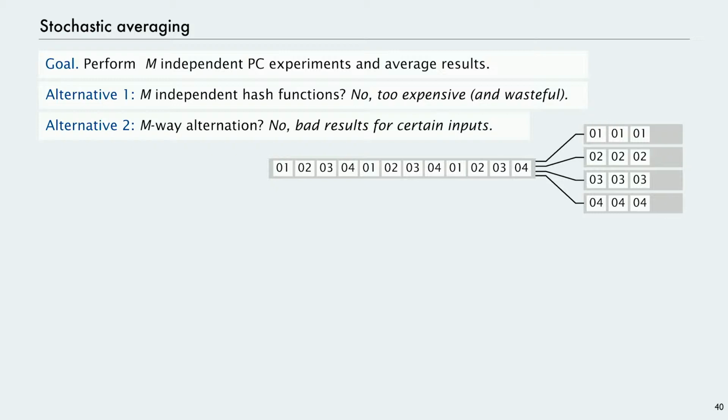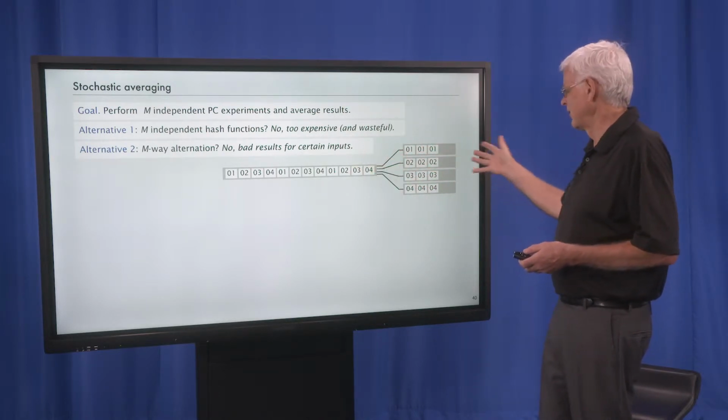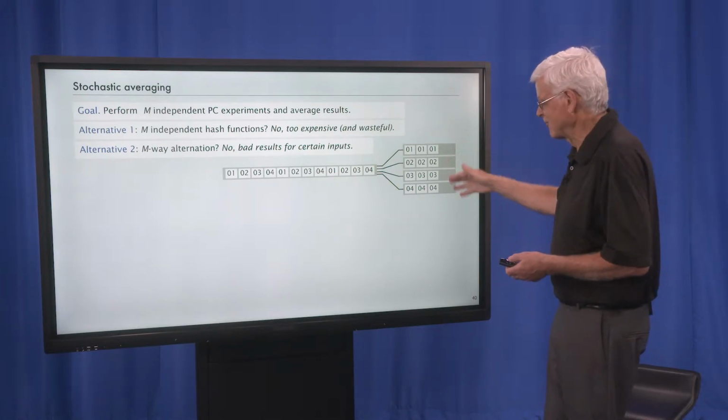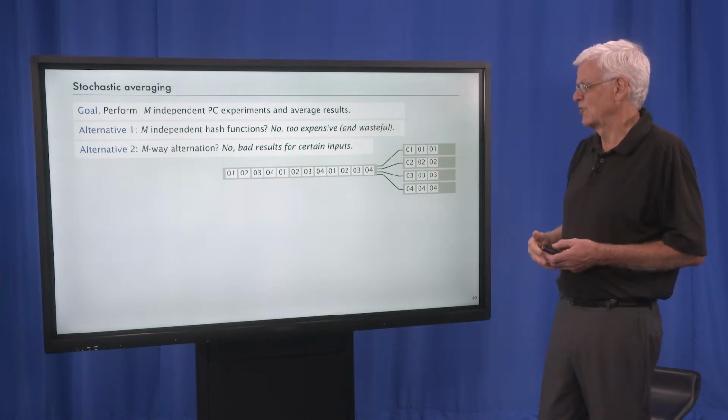That one doesn't really work because for certain inputs like this one, you might get really bad results. This stream has 4 different values, but they wind up all in the same stream, each one having 1 different value. And if you average those, you get 1 when there's actually 4. So that's not a good solution either.